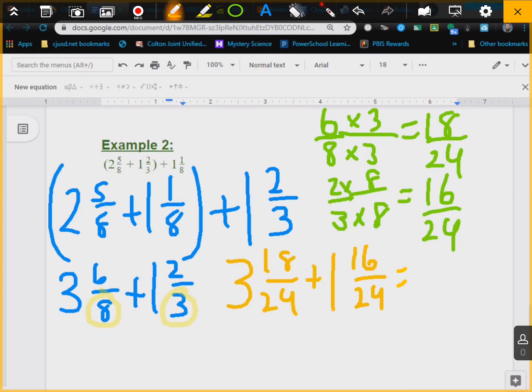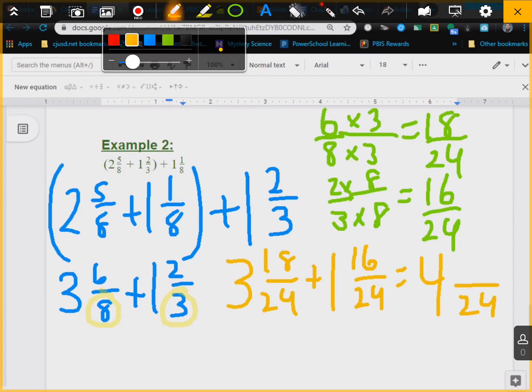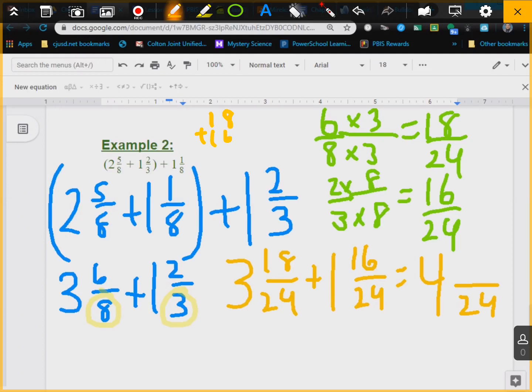We know my answer is going to have a denominator of 24. 3 plus 1 is 4. 18 plus 16. Well, we're going to have to add that. I know 6 plus 8 is going to be 14. Carry the 1. 34. So I have 4 and 34/24.